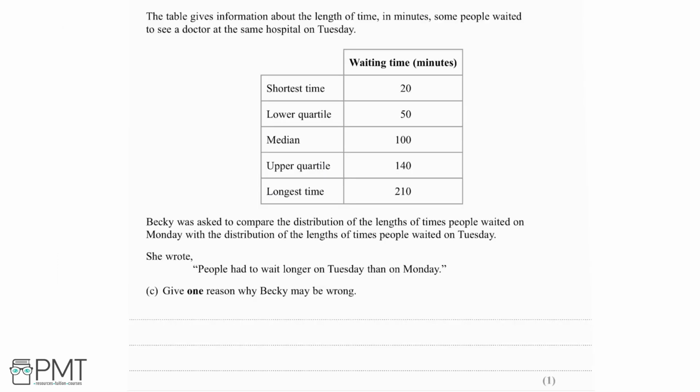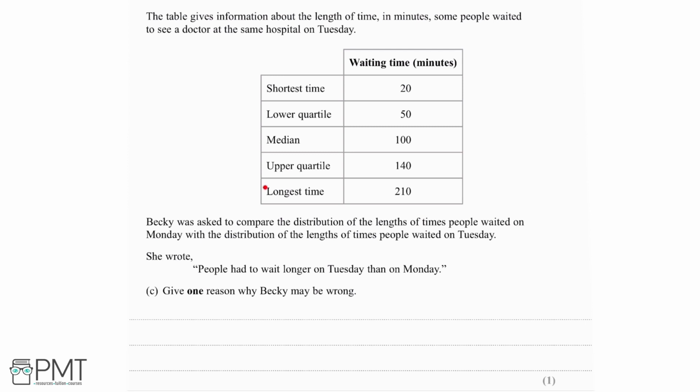The table gives us information about the length of time in minutes some people waited to see a doctor at the same hospital on Tuesday. Becky was asked to compare the distribution of lengths of times people waited on Monday with the distribution of lengths of times people waited on Tuesday. She wrote people had to wait longer on Tuesday than on Monday, and we need to give one reason why Becky might be wrong.